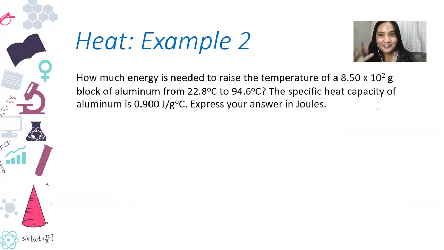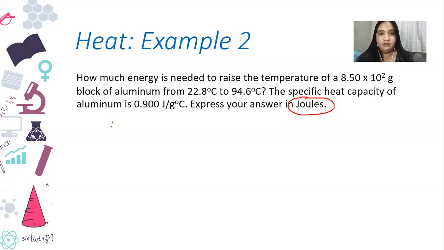So, camera conscious. It says here, how much energy is needed to raise the temperature of an 8.5 times 10 to the second power gram block of aluminum from 22.8 to 94.6 degrees Celsius? The specific heat capacity of aluminum is 0.9 joule per gram degree Celsius. And now it's asking us for the answer in joules. So you don't have to do any conversion whatsoever, because I'm seeing everything to be consistent.